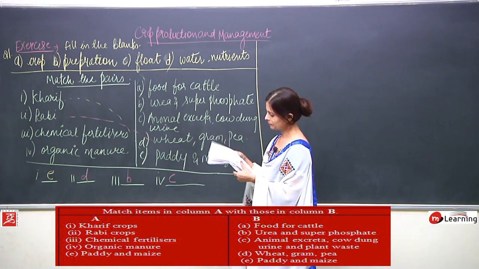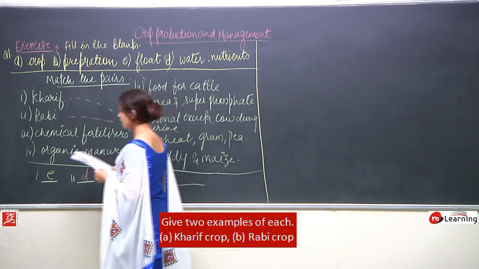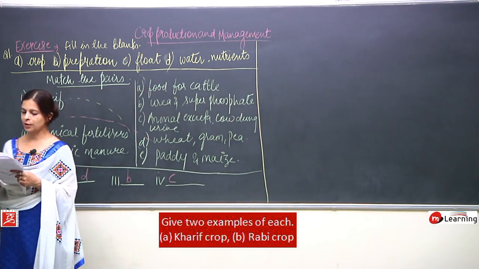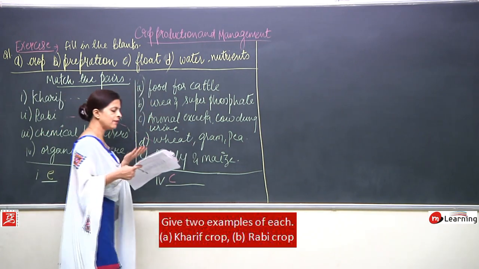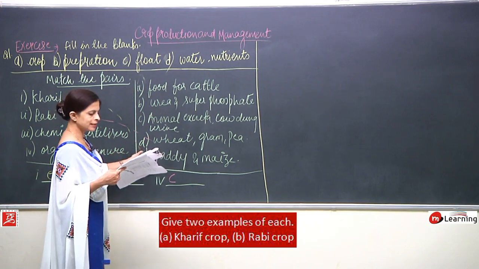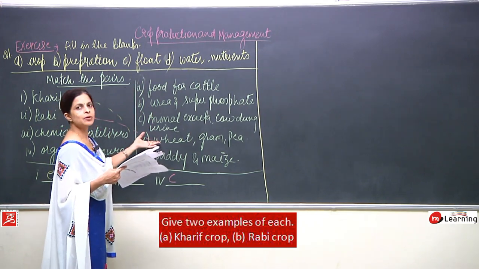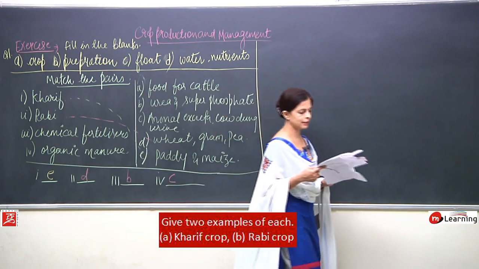Okay. Now come to the next question. Give two examples of each. Third question is give two examples of each. Why do we have to write it again? Kharif crop, it is here. Two examples are here, and Rabi crops, two examples are given here. So the third question is solved automatically.